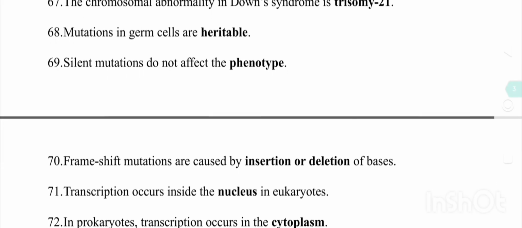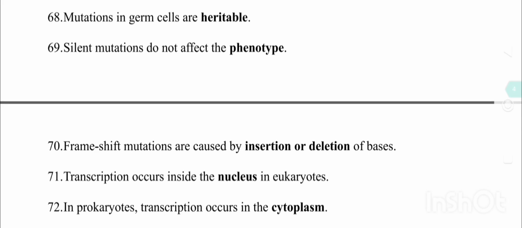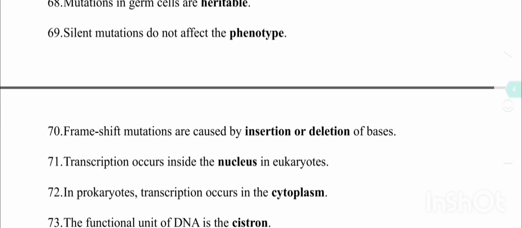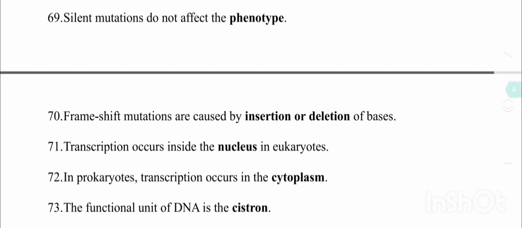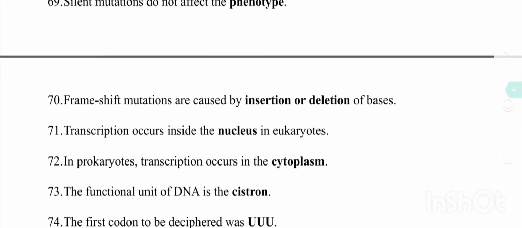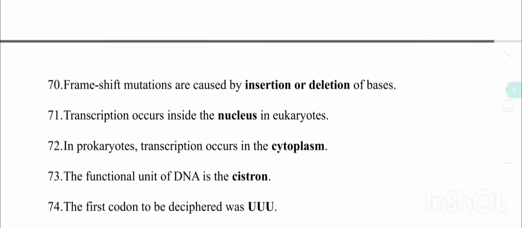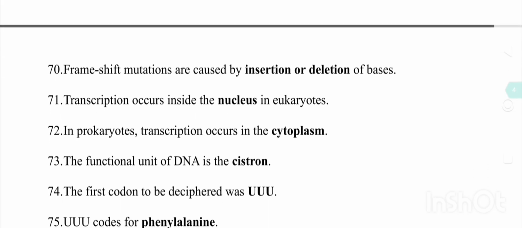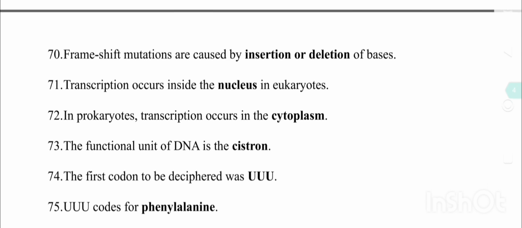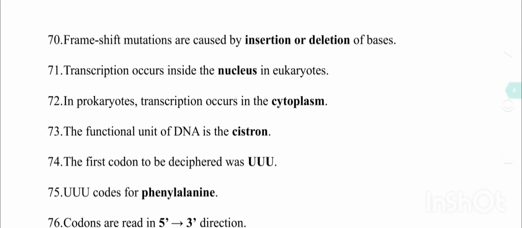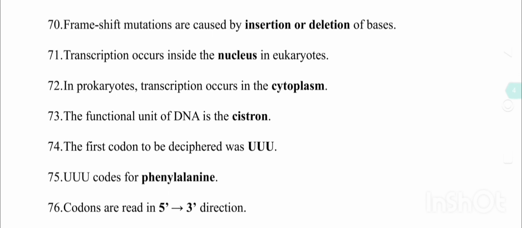70. Frameshift mutations are caused by insertion or deletion of bases. 71. Transcription occurs inside the nucleus in eukaryotes. 72. In prokaryotes, transcription occurs in the cytoplasm. 73. The functional unit of DNA is the cistron. 74. The first codon to be deciphered was UUU.